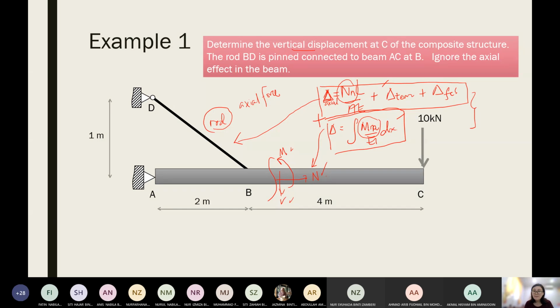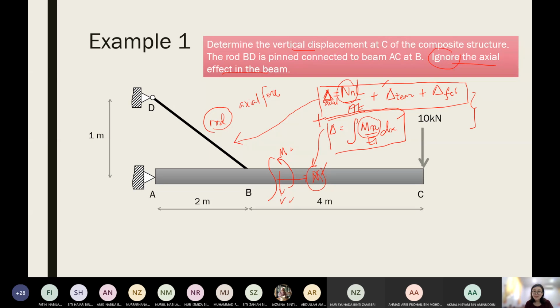But now in this problem, it says to ignore the axial effect in the beam, meaning that it asks you just to ignore this. Maybe it is just not significant compared to the whole behavior. So you need to read this. If this statement is not here, the axial effect you need to consider, meaning that you need to consider this N later.